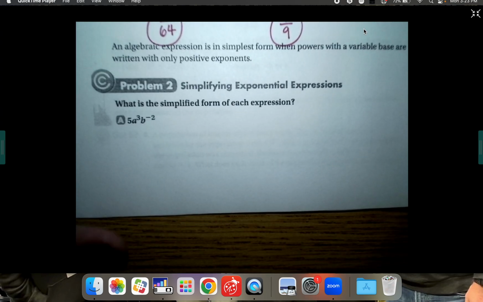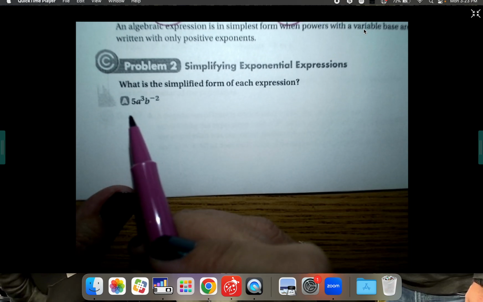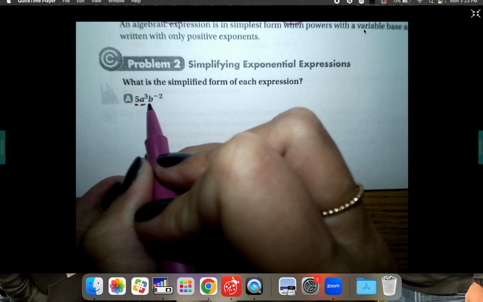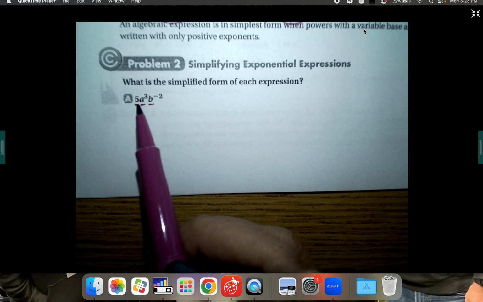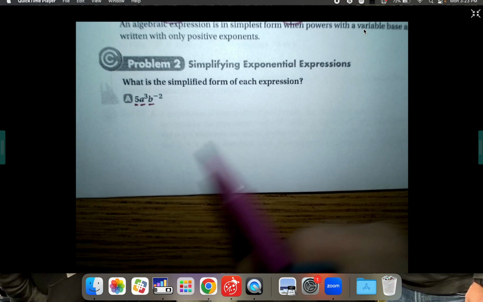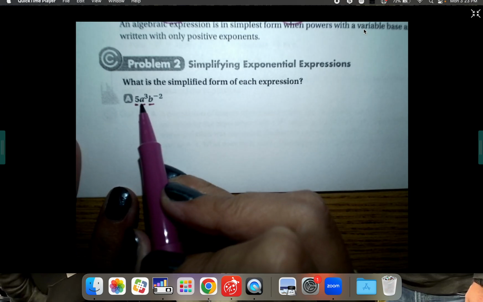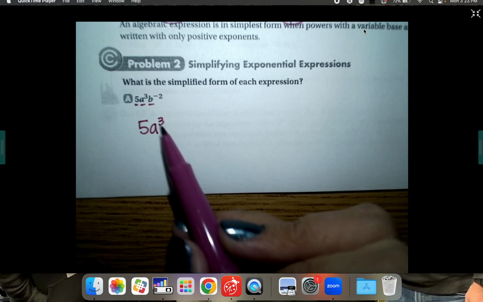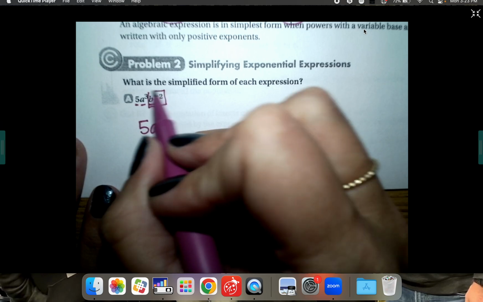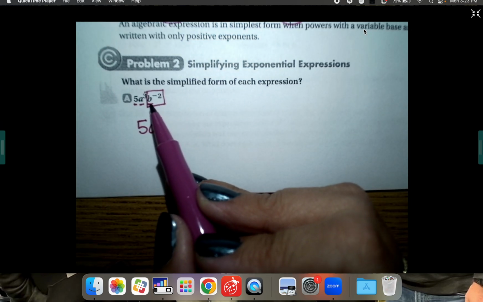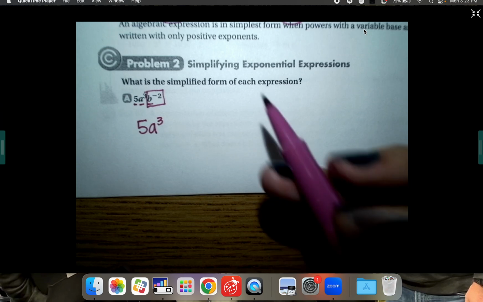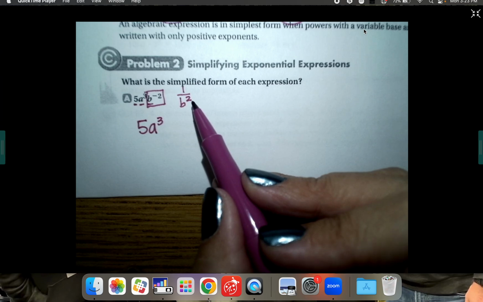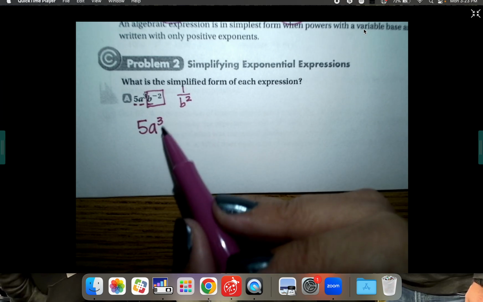Okay, what is the simplified form of this expression? Let's try this now. Individual terms. We have to decide what to do with the 5. There's really nothing we can do with the 5, so I'm going to leave it 5. There's really nothing I can do to the a to the third, so I'm going to leave it a to the third. But we learned that you cannot have a negative exponent. So if you have a b to the negative second, it would flip to the bottom under a 1 and become b to the positive second, but we have all this other stuff here.